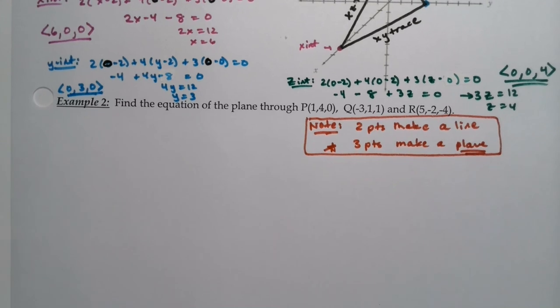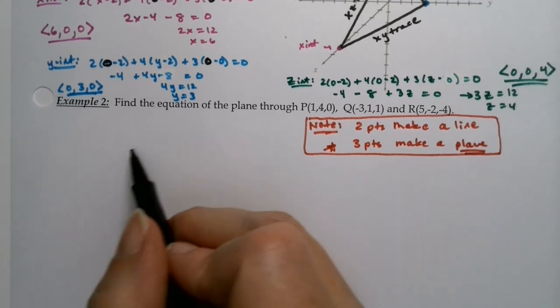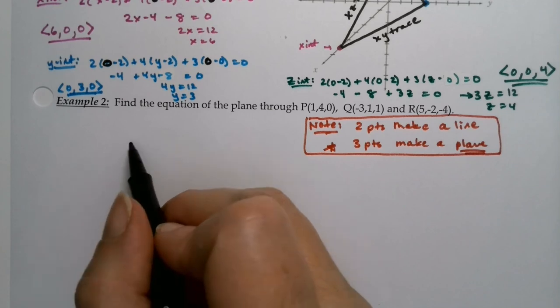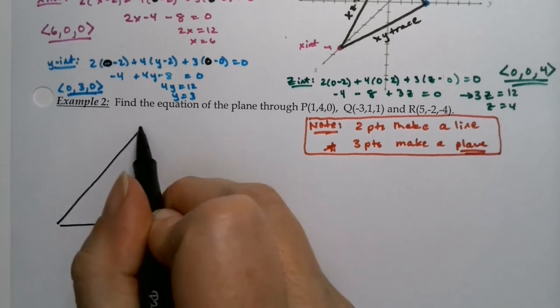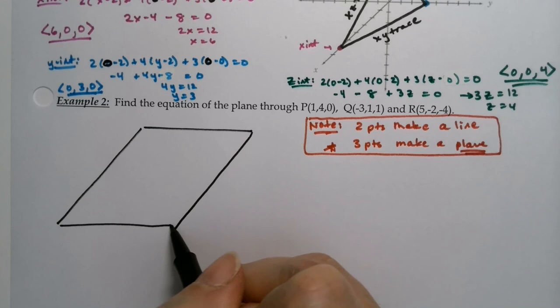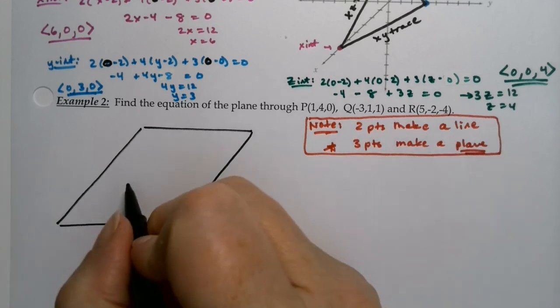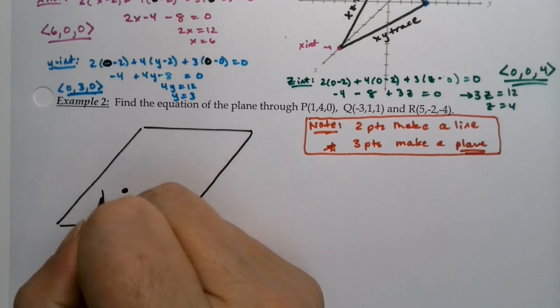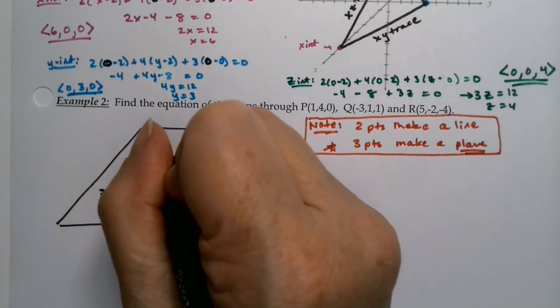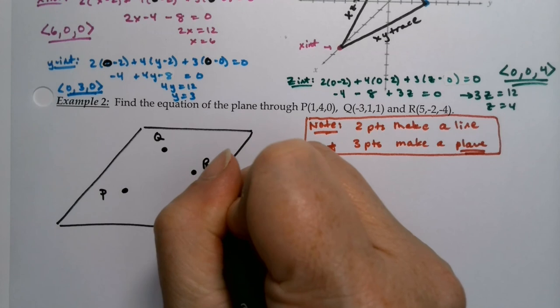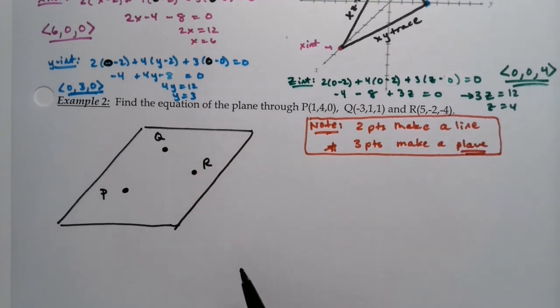Okay, so let's think about this for just a second. We have 3 points. I'm going to draw a plane here. And of course, this is not to scale. I'm not trying to draw this in the coordinate axis system at all. So we have a point P, we have a point Q, and we have a point R. They're obviously not in the coordinate system, but this is how they exist.